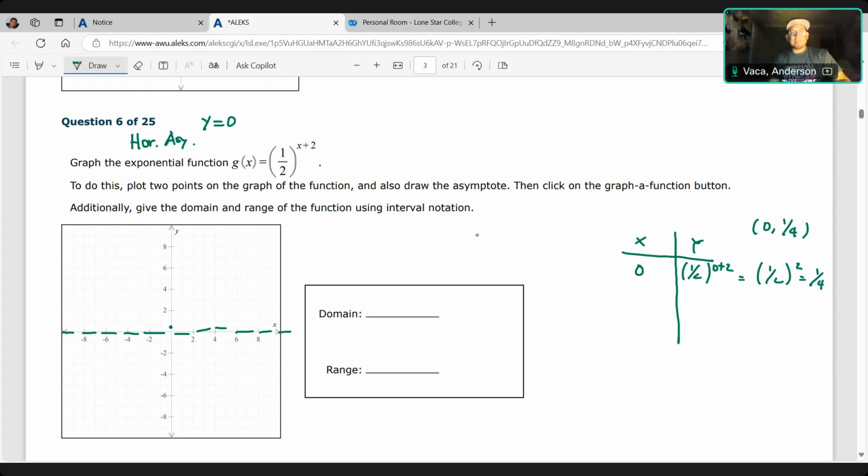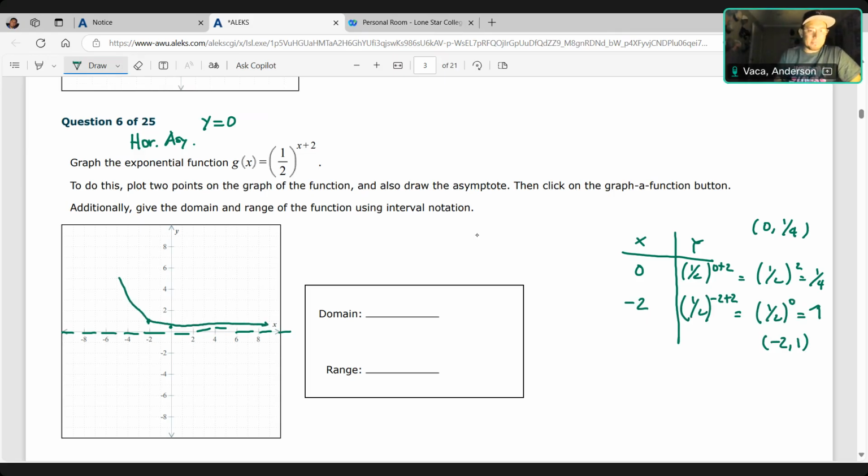We need a second point. I'm going to say let's choose -2. That's 1/2 to the power of -2 plus 2. That is 1/2 to the power of 0. Any base other than 0 raised to the 0 power must be 1. So we have the ordered pair -2, 1. And again, this is all we need to let Alex do its work.